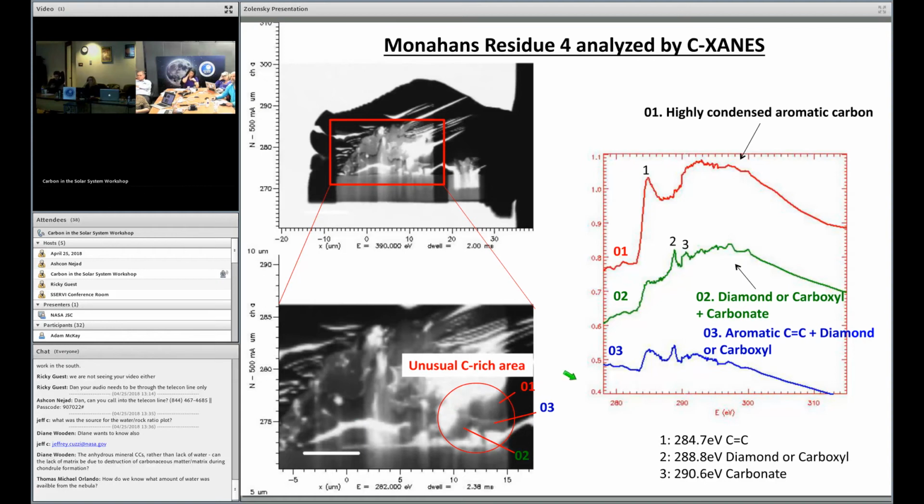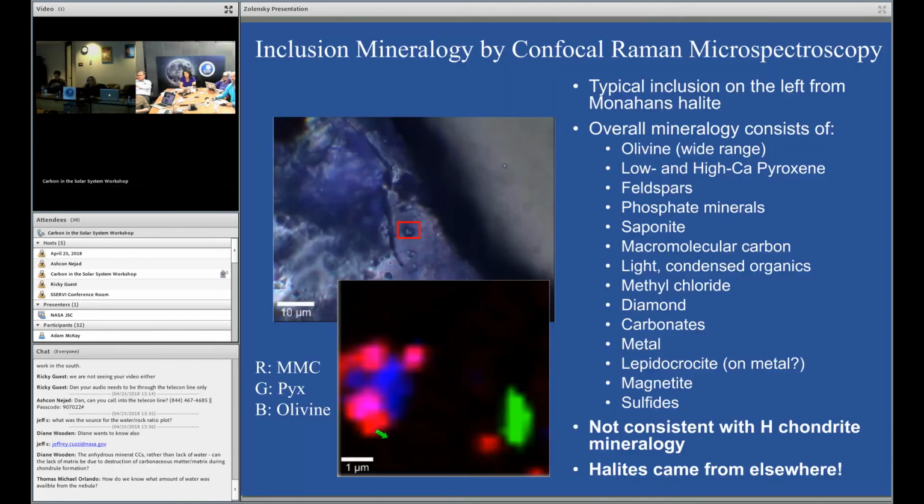And then this little circled area was analyzed by carbon XANES, and she saw a wide variety of organics in a small area here. This is just a few microns in size. So an amazing variety of organics that has survived for a really long time, including either diamond or carbonyl here. It's kind of strange, but very interesting.